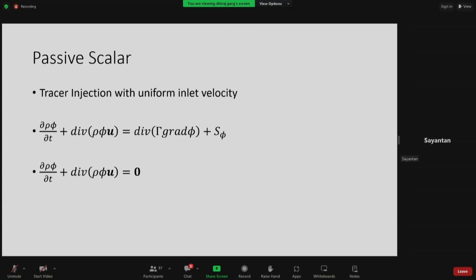Okay. Thank you. Okay. So Sir, I have a question. yes, Sir, what is the objective of this dye injection? What do we need to find?